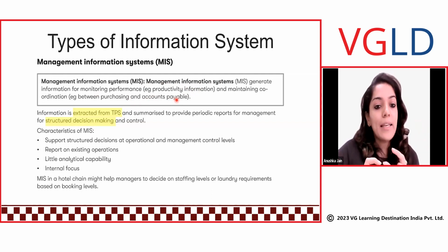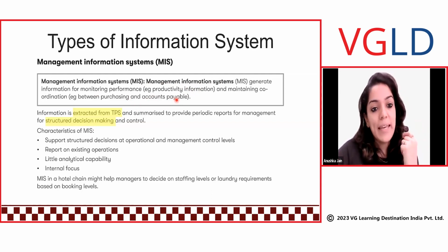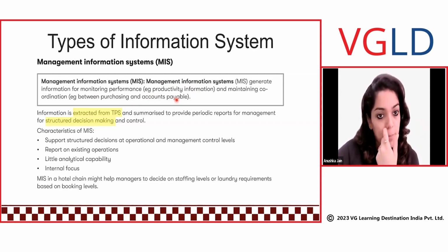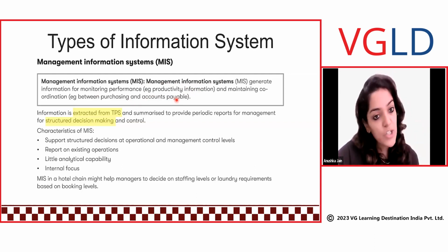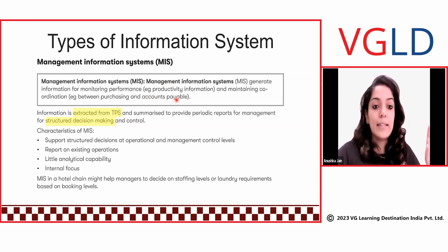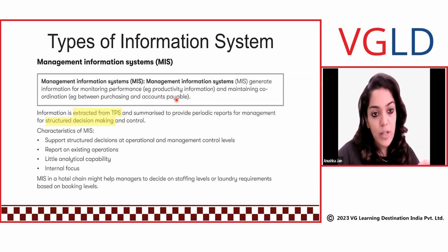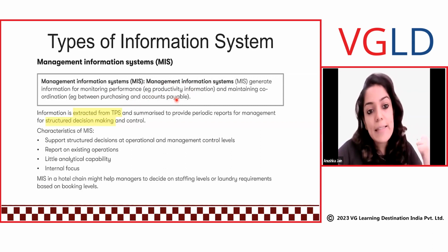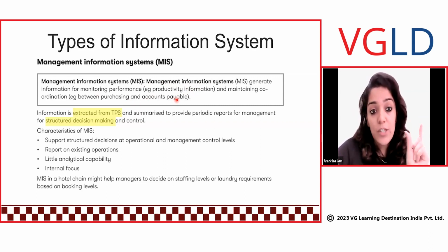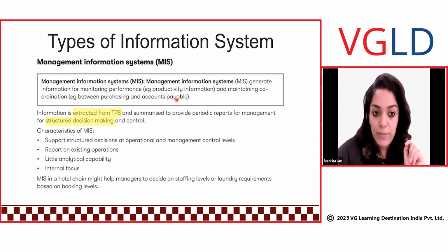So MIS, what will it do? You make a purchase order for some material. So that purchase order will be recorded by the TPS. Okay. Then that purchase order will get executed. You will have an incoming material in your godown. All of those details are captured in the TPS because they are recording transactions at the transaction level, basically details at the transaction level.